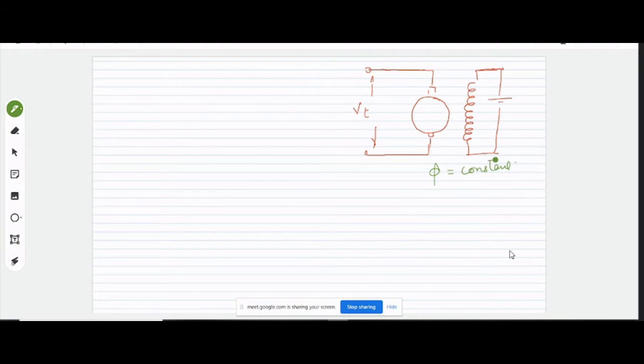So we can take this flux to be constant in case of separately excited machines. Is it clear? We used this information in the previous example. If we talk about the separately excited motor which we used in the previous numerical, if we alter the armature voltage, the applied voltage, will your field flux change or not?